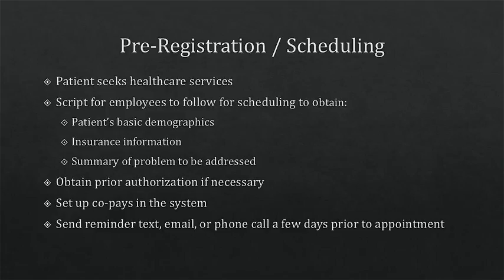Pre-registration happens over the phone when the patient calls to schedule their appointment. Have a script for your staff to follow to collect the patient's basic demographics, such as their name, address, phone number, employer, and insurance information. This will save time when the patient checks in for their appointment. Make sure to ask the patient if they have more than one insurance, and if so, obtain information for all payers. This will allow the practice to determine who is the primary carrier and enter the insurance information into the system.